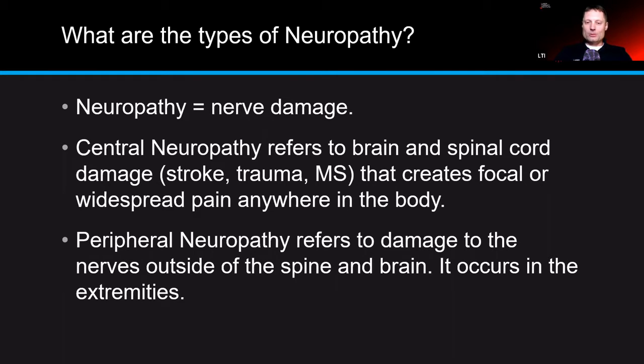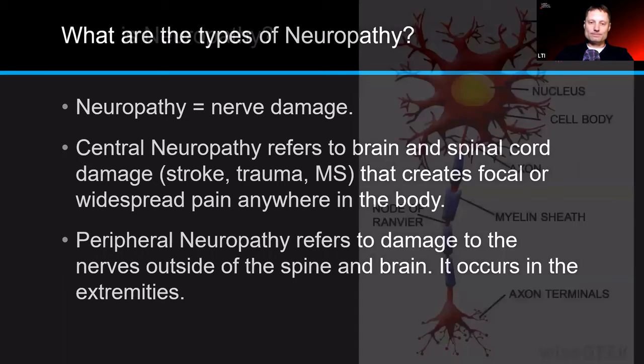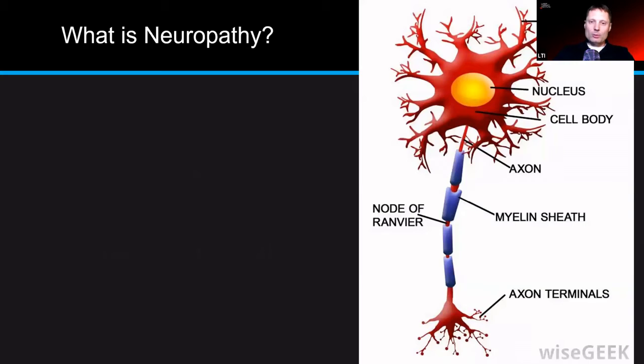Peripheral neuropathy is the one that most people think of when they hear the word neuropathy, and that refers to damage to the nerves outside of the brain and the spine, right? The symptoms occur out in the extremities. And we're going to get more into the different types of peripheral neuropathy. We're really going to focus mainly on peripheral neuropathy today.